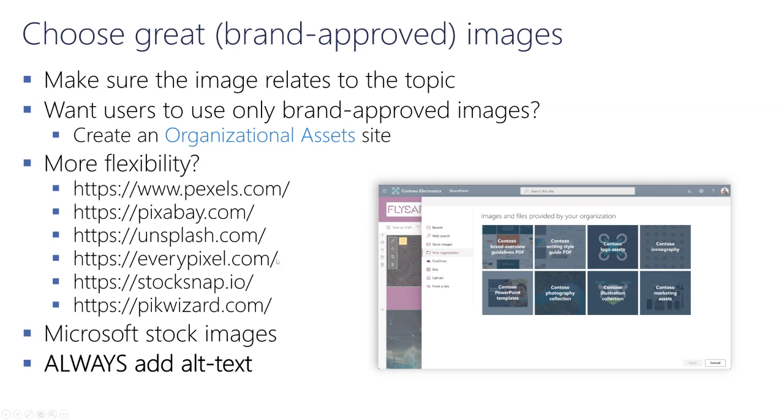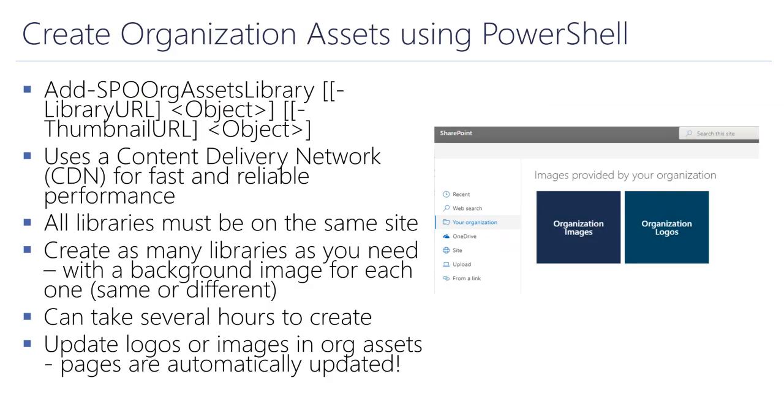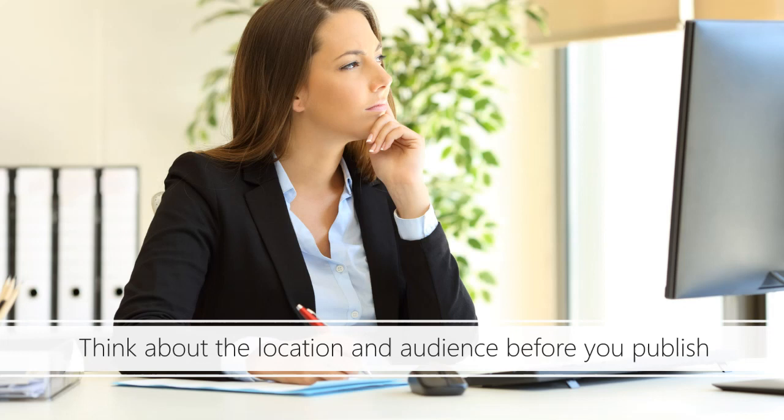And again, because it's Accessibility Awareness Month, always add alt text to your images. One of the things you'll notice is when you add an image to a SharePoint page, the AI is going to give you a first shot at what is in this image. Take the 2 seconds it takes to add the alt text to the image. Here's the PowerShell if you want to create an org assets library.